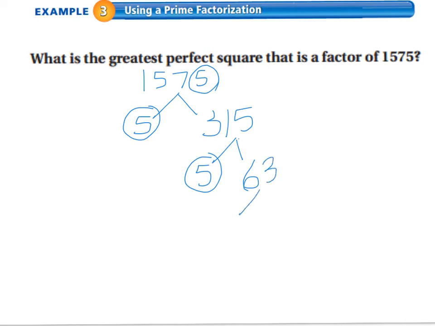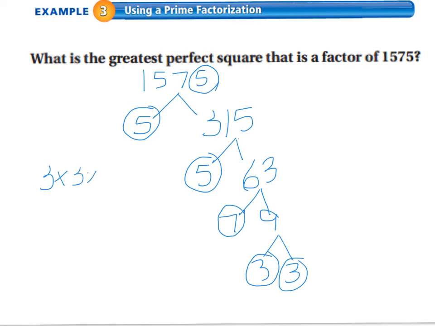And then 63 looks familiar now, it is 7 times 9. That's a basic fact. 7 is prime, but 9 is still composite. I can break that down into 3 times 3, and those are both prime now. So there's my prime factorization. When I rewrite that, it would be 3 times 3 times 7 times 5 times 5.